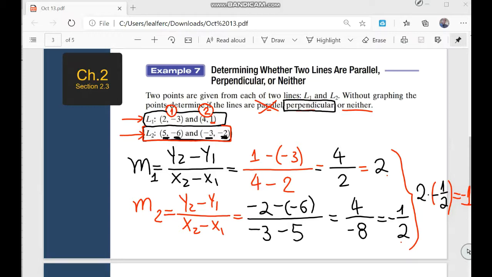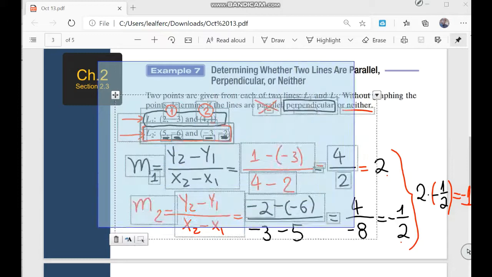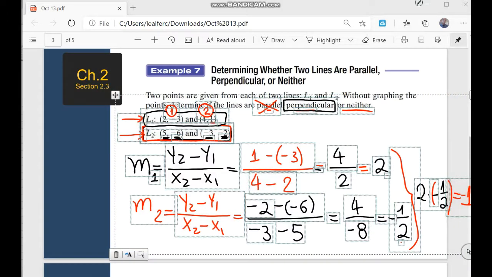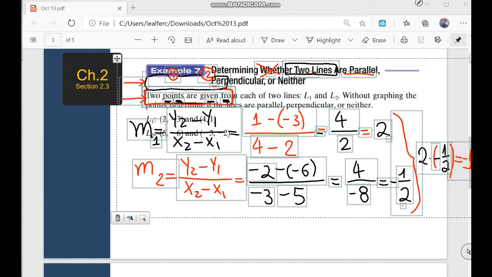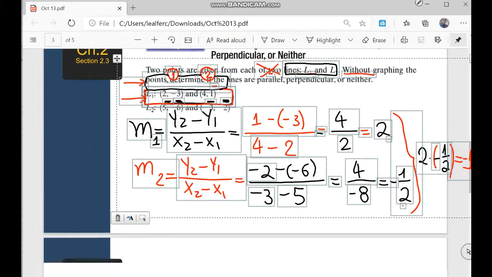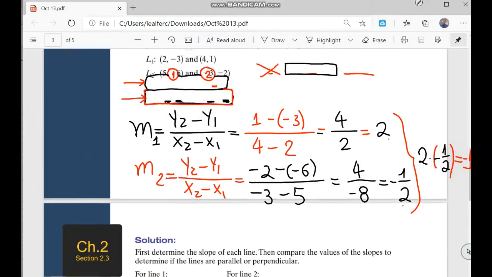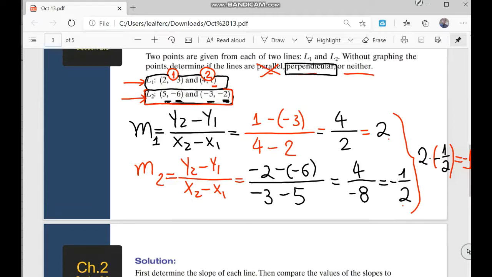Serenity is giving feedback. I'm a bit confused on how you determined that it was perpendicular. Yes, perpendicular. You have to multiply M1. Let me move this a little bit up so we have more space.